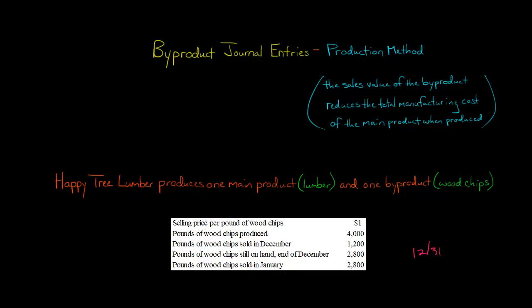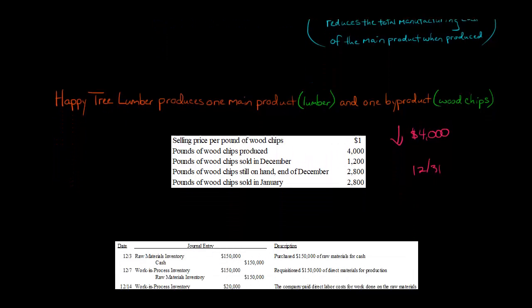I'm going to show you how to account for all of this with journal entries, but long story short, with the production method, we're going to say, look, we're expecting to sell these wood chips for $4,000. That's 4,000 pounds times $1 a pound. So according to the production method, we're going to reduce the total manufacturing costs of the lumber by $4,000 in the period in which this byproduct is produced. Let me show you how this all works.